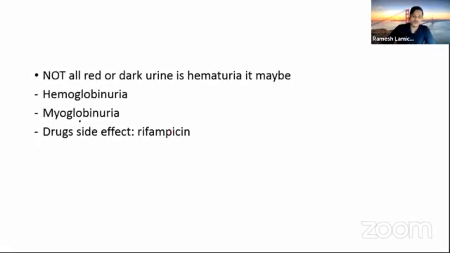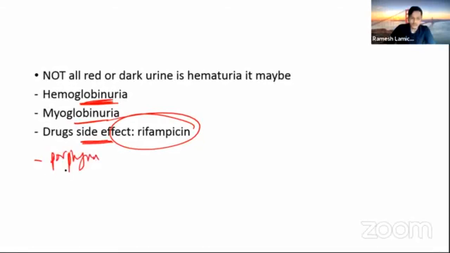As I've already told you, not only hemoglobin, RBC can cause the red urine, also the myoglobin, and the drug, there is a side effect of the drug rifampicin, which can also cause the red urine. And another one is porphyrin, porphyria can also cause the red or dark urine. Okay, so this is about hematuria.